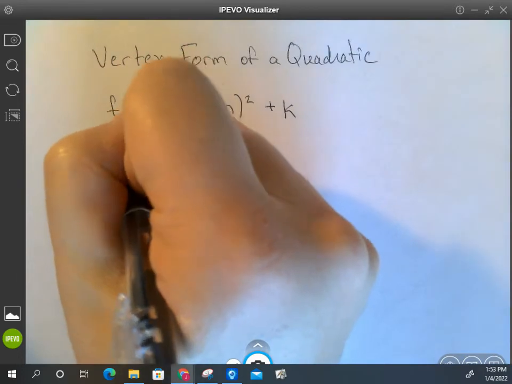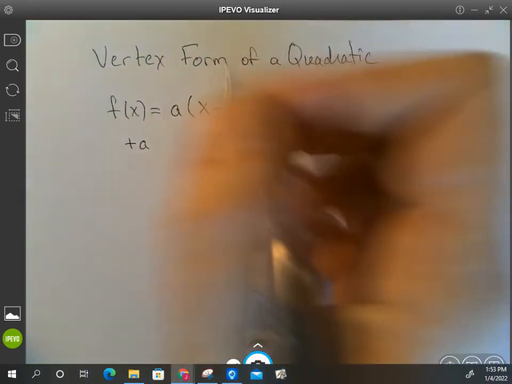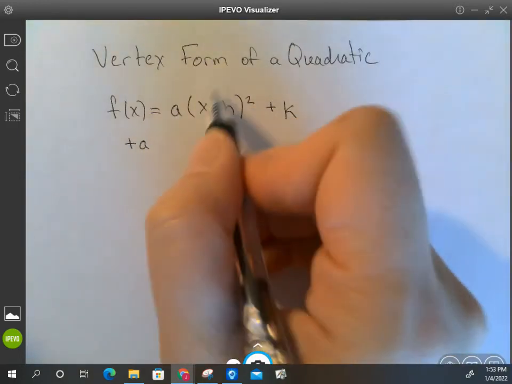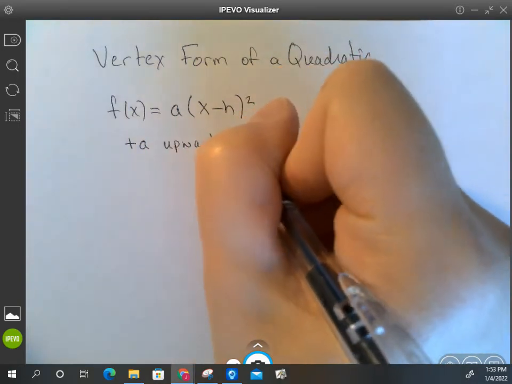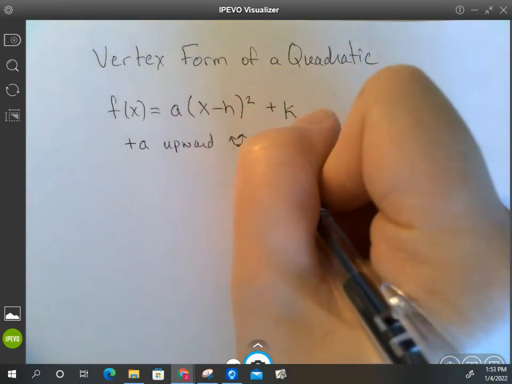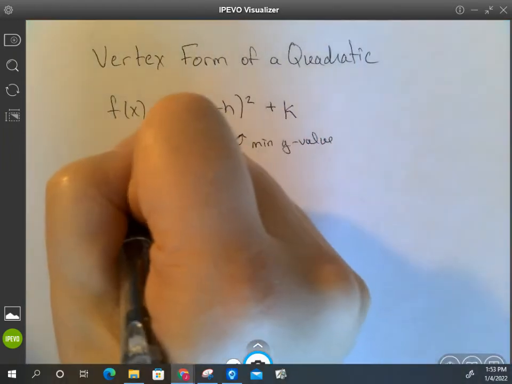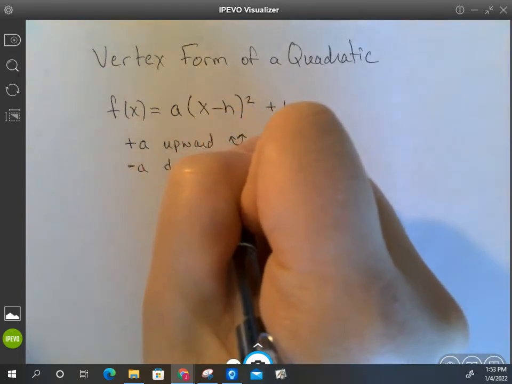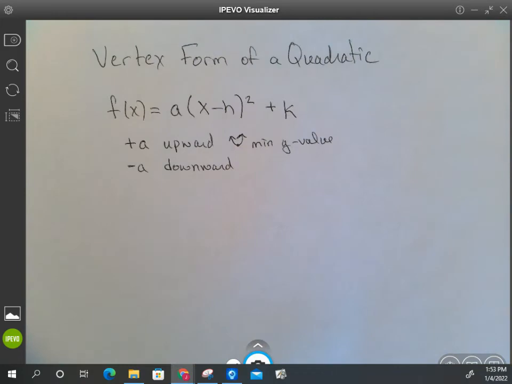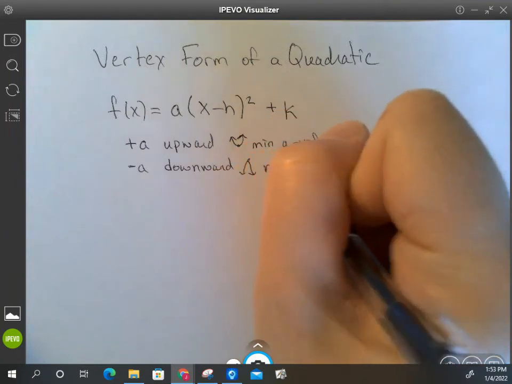Okay, so let's talk about a. What's a do? Well, I'll do this real quick. If it's a positive a, just like the ax squared, if it's a positive a times this square term, our graph is going to open upward. And I can visually see that I'm now going to have a minimum y value. All right, if I have a negative a, we already talked about this on the other one, same idea, it's going to open downward. It's truly reflecting over the x-axis. That's why it's opening downward, and that would give me a maximum y value.